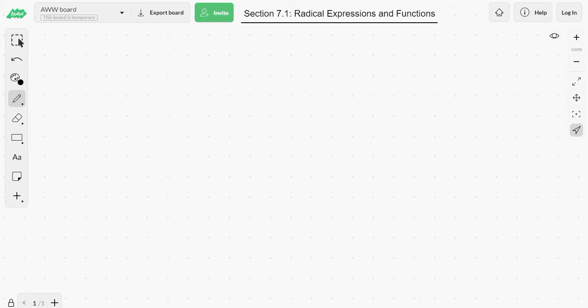In this video we start our exploration of Chapter 7, beginning with 7.1, which has to do with radical expressions and functions. So just to give an example of a radical expression, say we've got something like this. This is an example of a radical expression. It could be simplified because we've got the square root of 9 in there, so we can write this as, say, the square root of 9 times the square root of x. So we could simplify this to 3 square root of x, just for example.